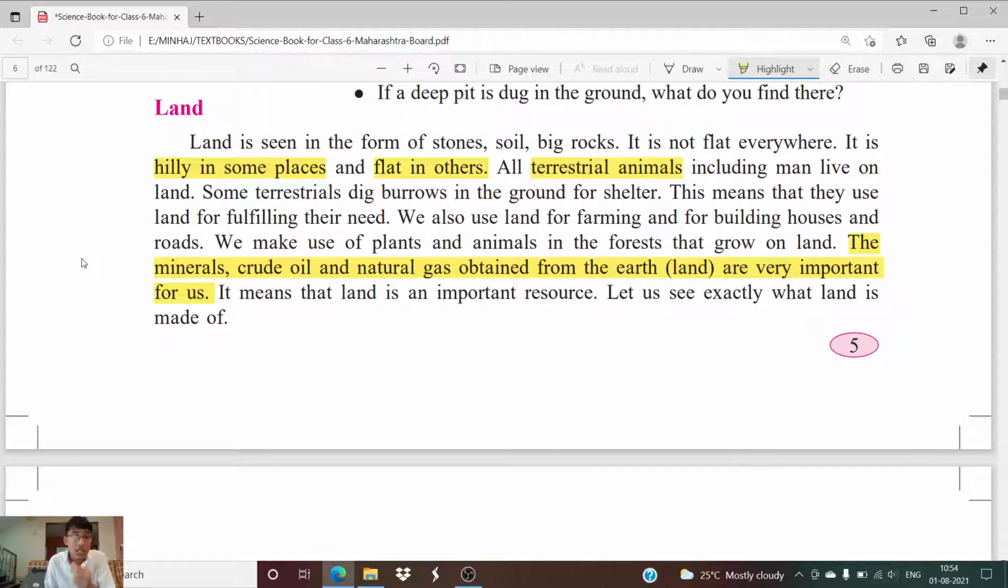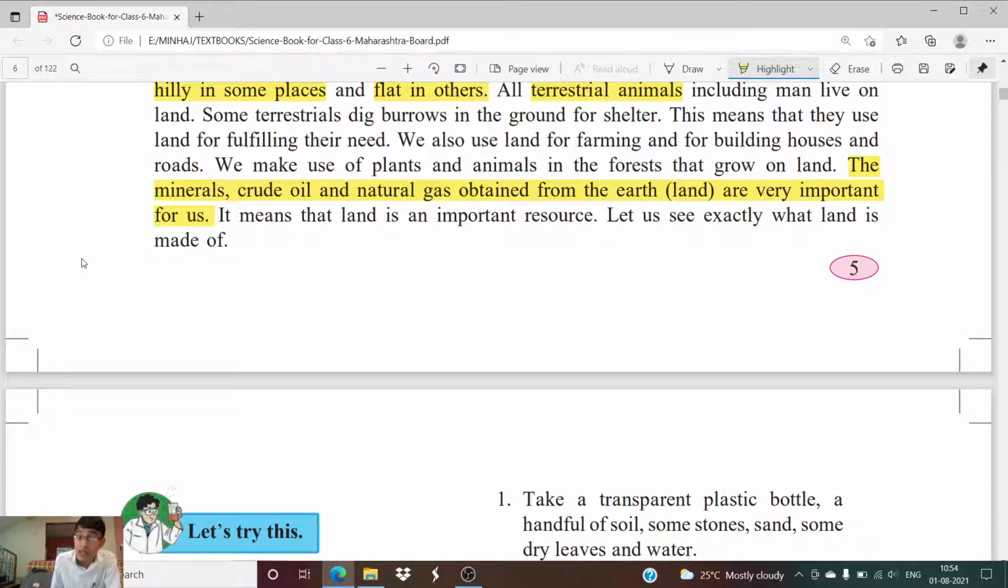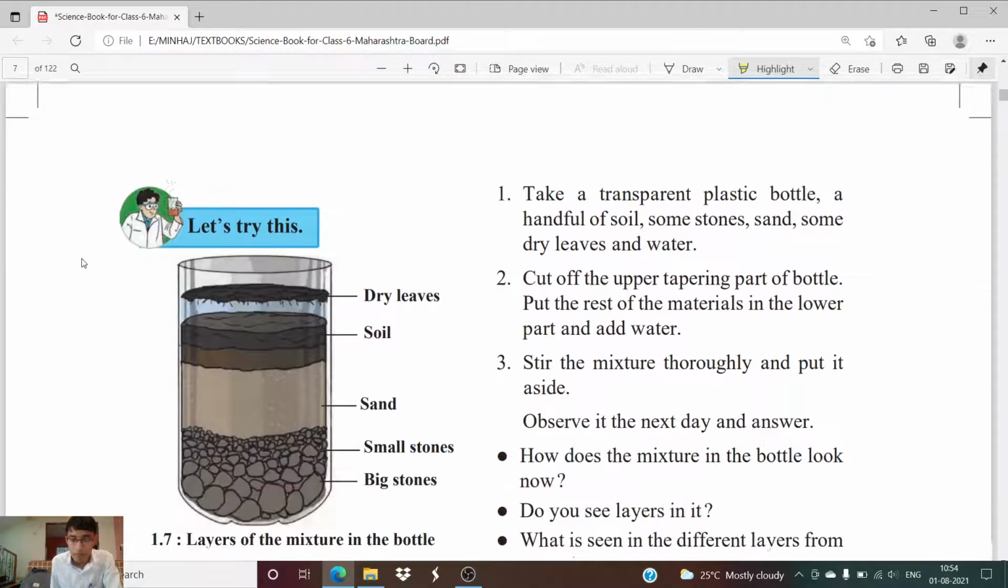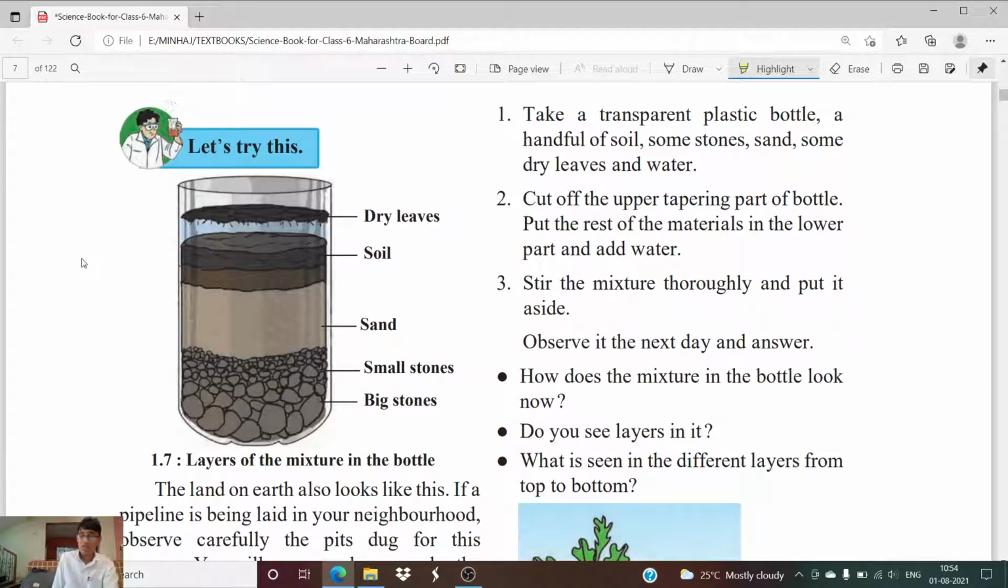Now it means that land is an important resource. Let us see what land is made up of. Now we have understood that land is an important resource. Now we have to see what land is made of. So, we can find this from a simple experiment.